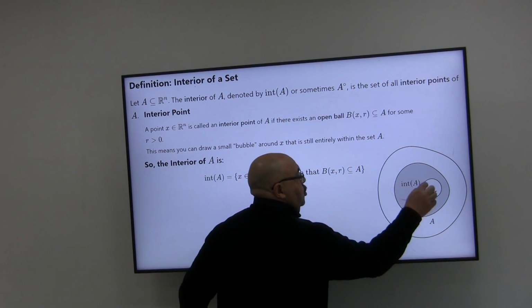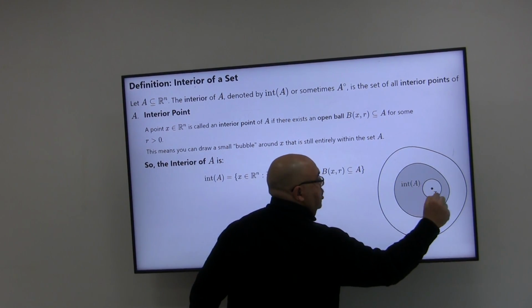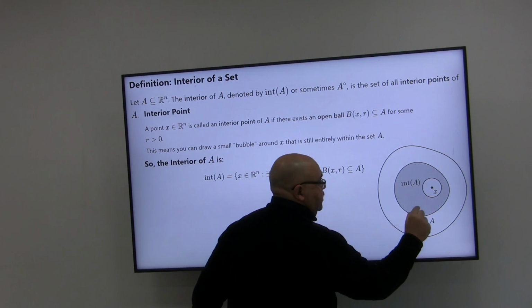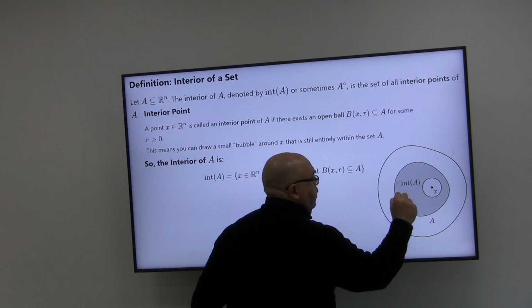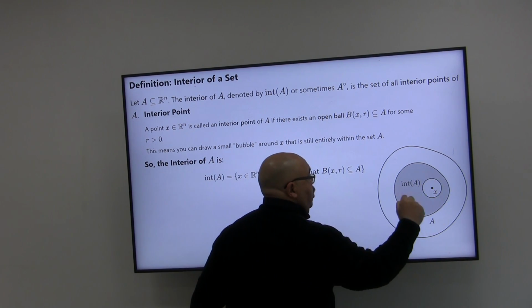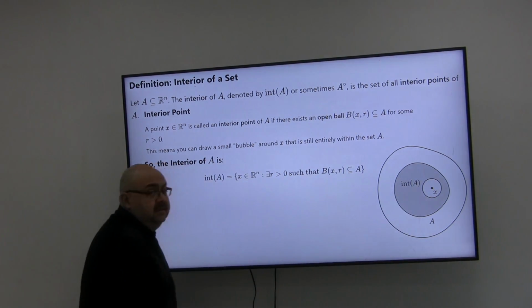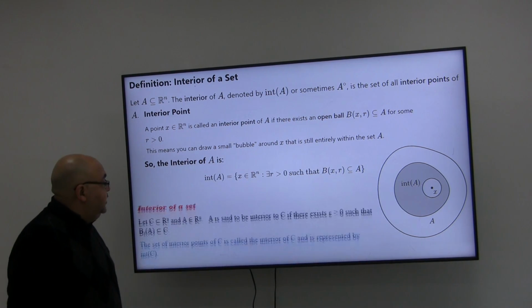That's the interior of a set. So it is this point with an open ball, that point with an open ball, this point with an open ball, and so on. All the points with their open balls are all contained in the interior of a set.